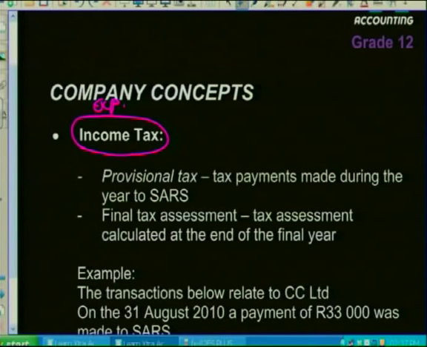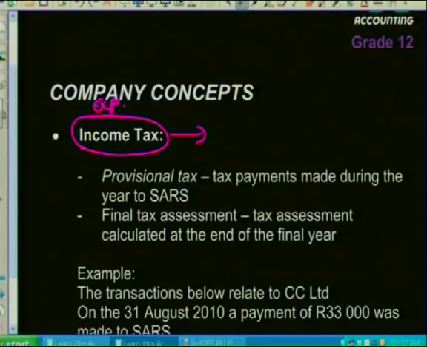Now remember, with general ledger accounts, we always have two accounts that get affected. So we've got our one account, income tax, which we know now is an expense account. The other account that we're going to come across, the contra account for income tax, is: who are we paying this tax to? We are paying it to SARS income tax. So these are the two accounts that affect taxation.